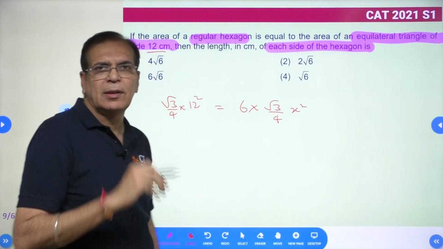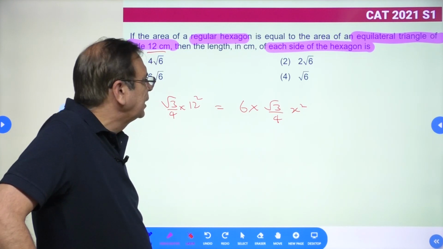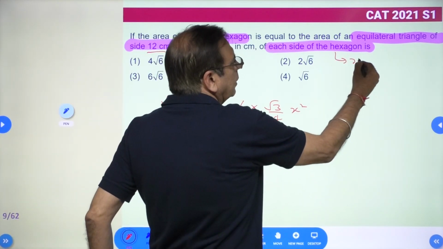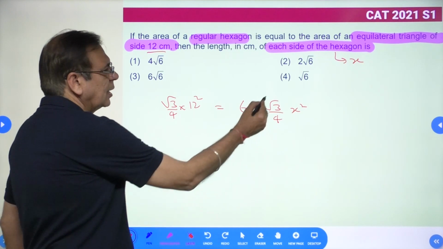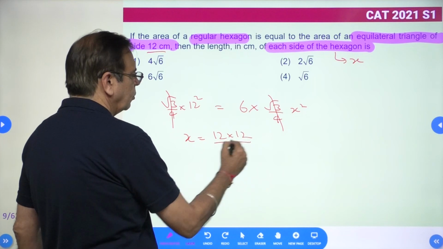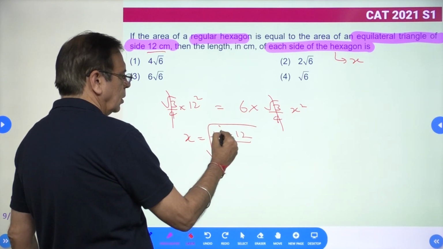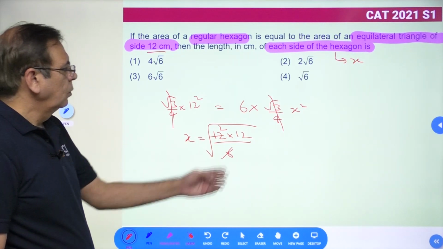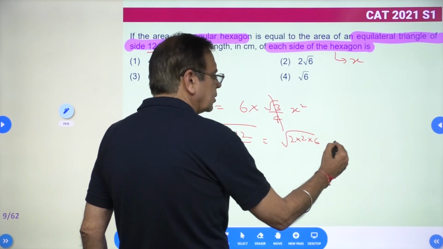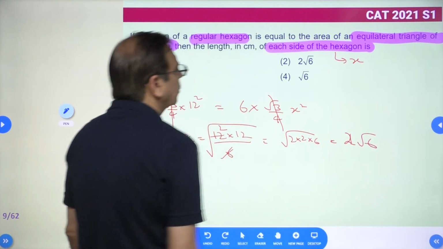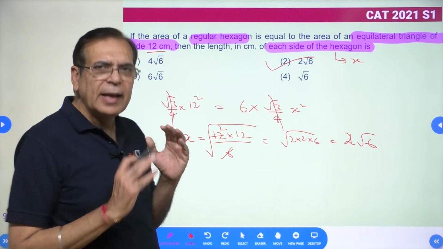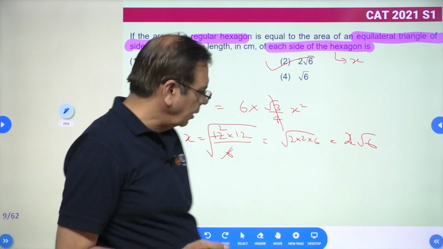If I say each side of this regular hexagon is x units or x centimeters, यही होगा ना? Okay. So we want the length of each side of hexagon. Each side of hexagon I assumed it to be x. बस यही तो calculation है. So what is x going to be? 12 into 12 upon 6 under the root. Okay. So what is this equal to? Under root of 24, or this is 2 into 2 into 6, which is equal to 2 root 6. So correct answer, choice 2. Okay. Simple question if you didn't understand that a hexagon is nothing but 6 small equilateral triangles.